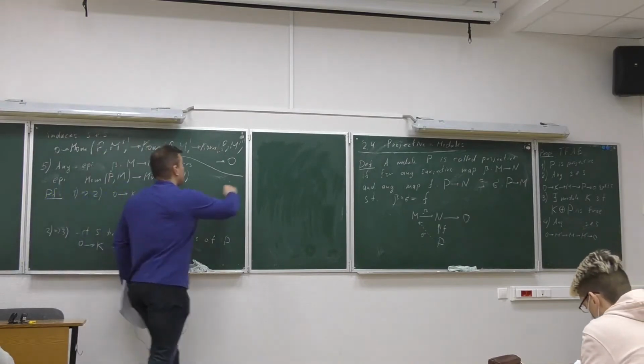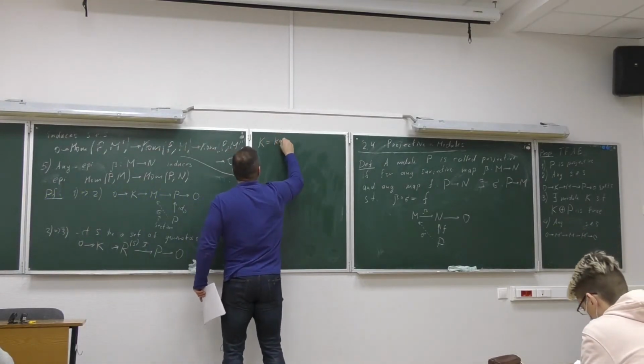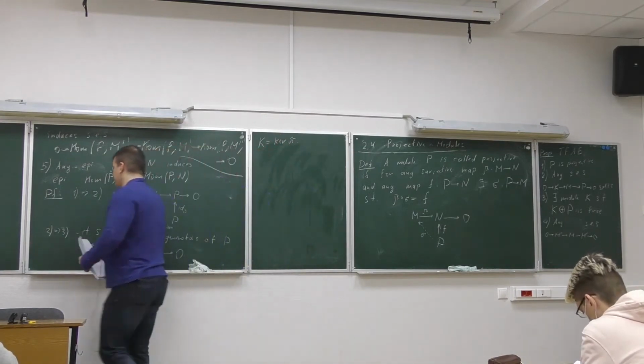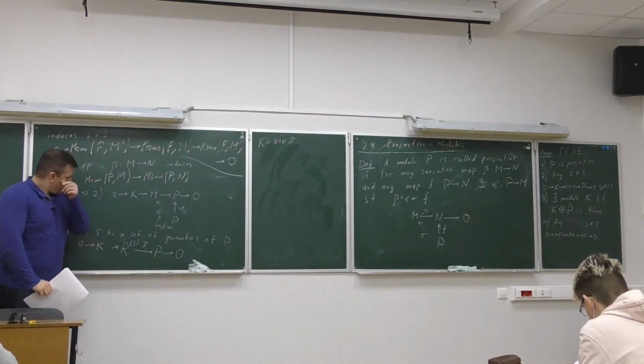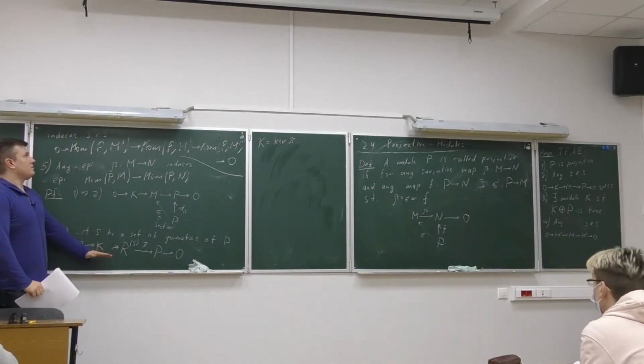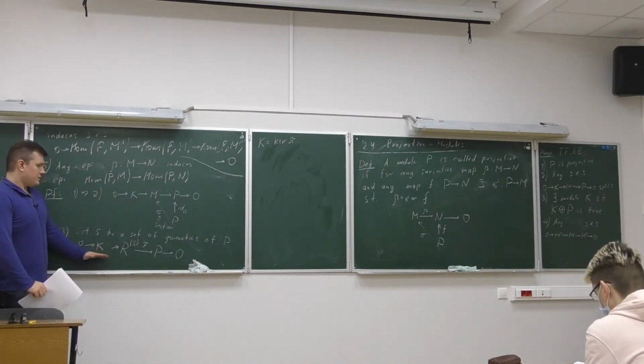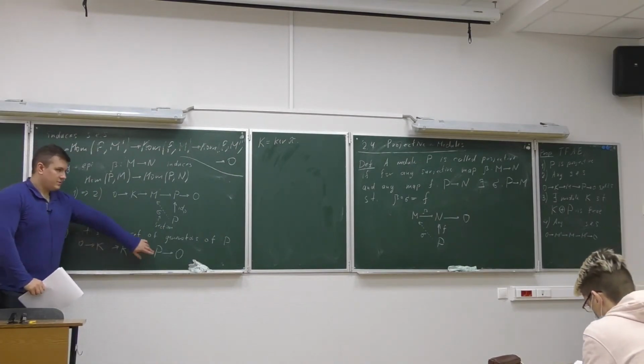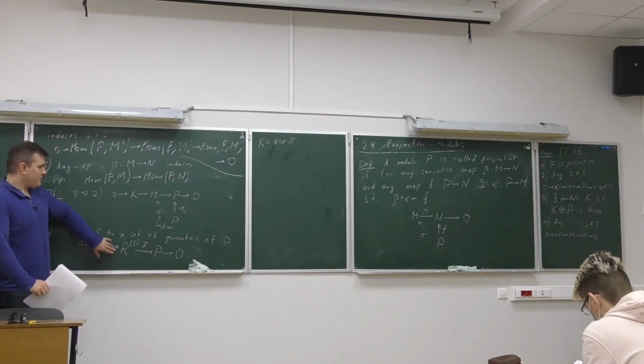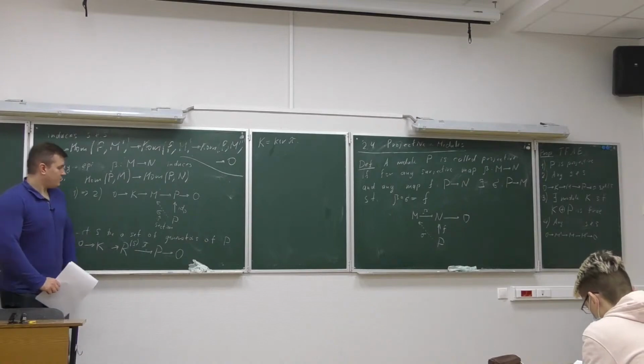Then I can say that the module K is exactly the kernel of pi, right? And this is the usual construction of how you can get a short exact sequence. You start with a surjective map, compute the kernel, and you can always complete your surjective map to a short exact sequence by adding the kernel. It always works for any surjective map.